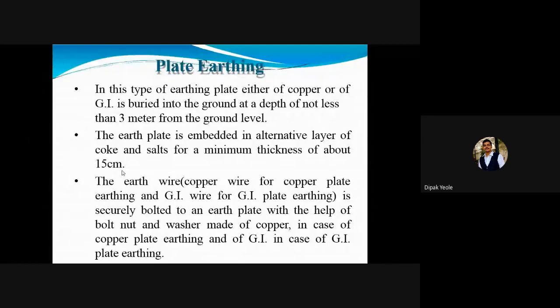The earth wire, that is made of copper for copper plate and GI wire for GI plate earthing, is securely bolted to an earth plate with the help of bolt, nut, and washer made of copper in case of copper plate earthing and GI in case of GI plate earthing. जर आपण GI material use केलं, so it is called a GI plate earthing. If you are using a copper plate, then it is called a copper plate earthing.